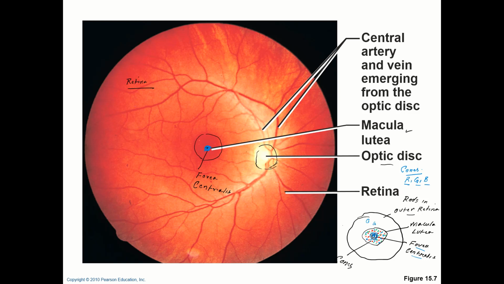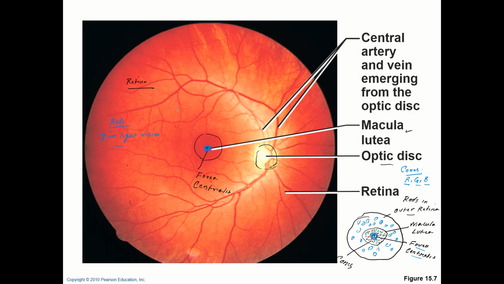And rods are located in the outer part, the peripheral part of the retina. So these are the rods. So that's how the rods and cones are located in the retina. Now I'll mention the important functions of the rods and cones. First, the rods in the outer part are responsible for dim light vision. That means to see the things in lack of light or less light condition.